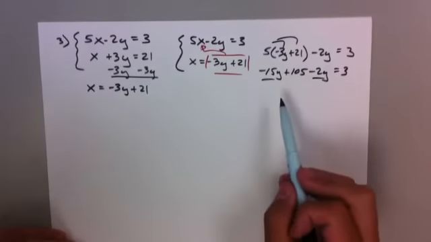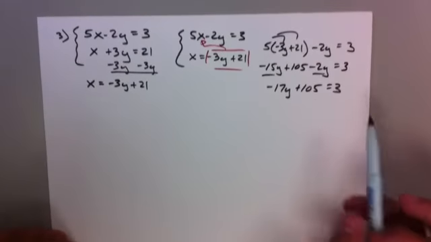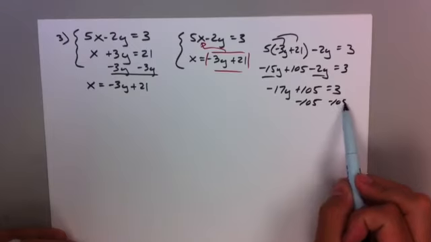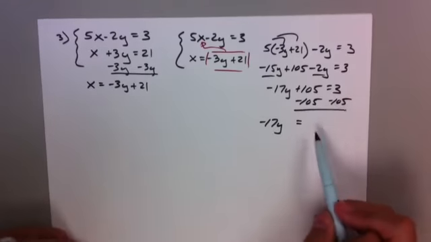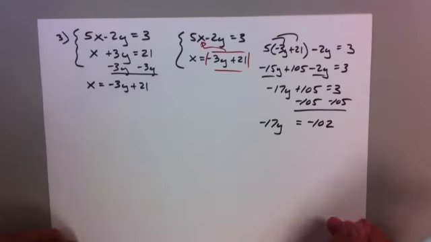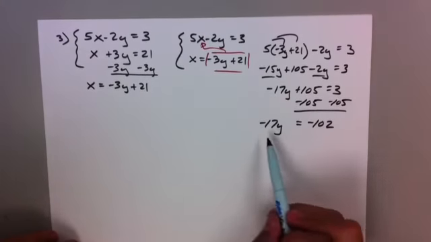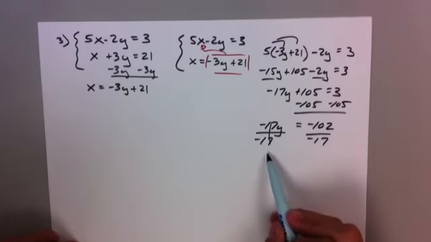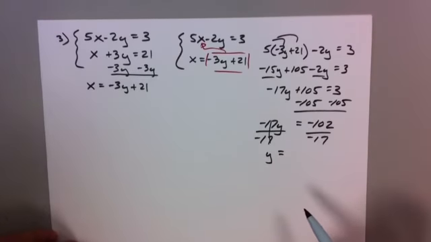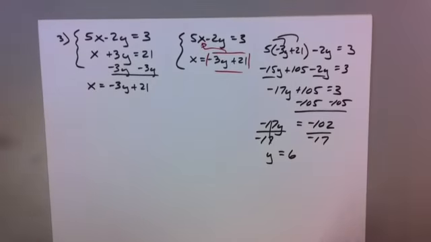Looks like I get some combining like terms. Minus 17y plus 105 equals 3. Let's subtract our 105. Kind of a big number right there, but that's okay. So I get negative 17y equals 3 minus 105, which is negative 102. Okay, so what do we get here? Let's divide by negative 17, and hopefully negative 17 goes into negative 102, and it does. It actually goes in 6 times. You might not have known that off the top of your head, but if you do the division, it does go in 6 times. Okay, so we're almost done.